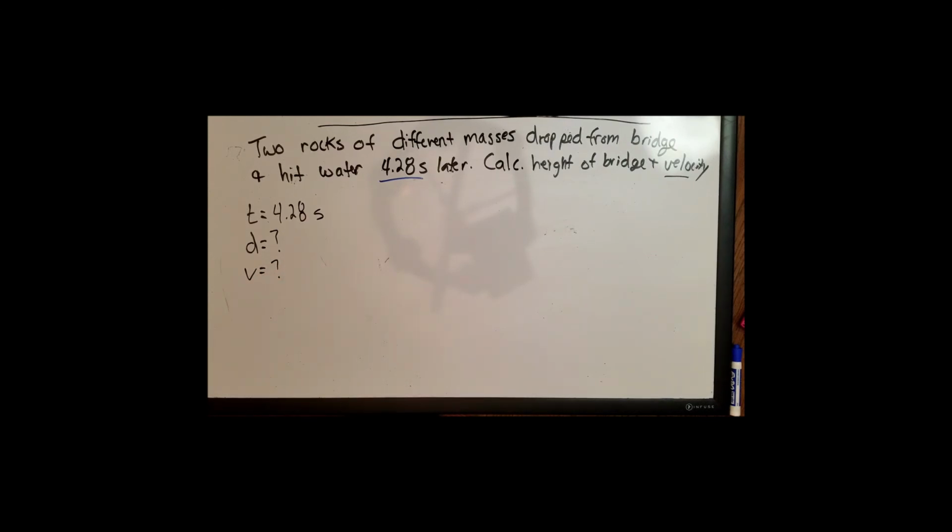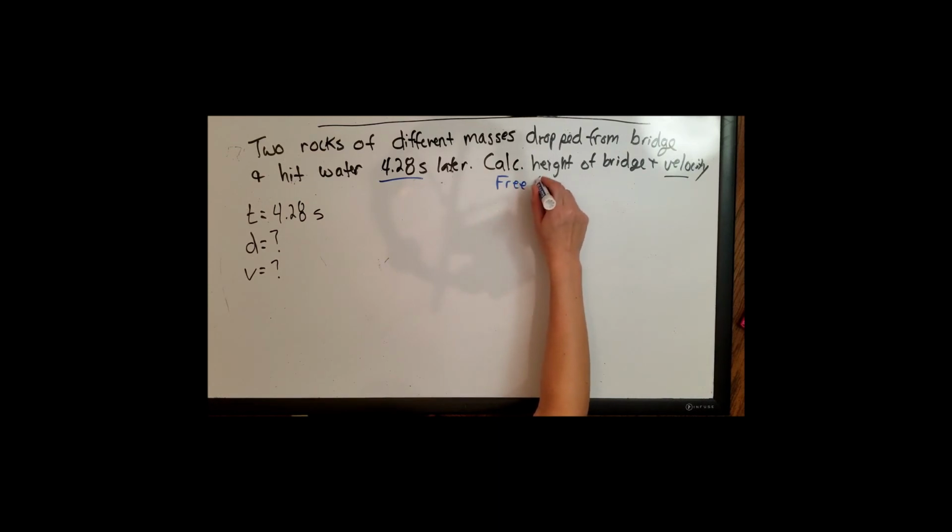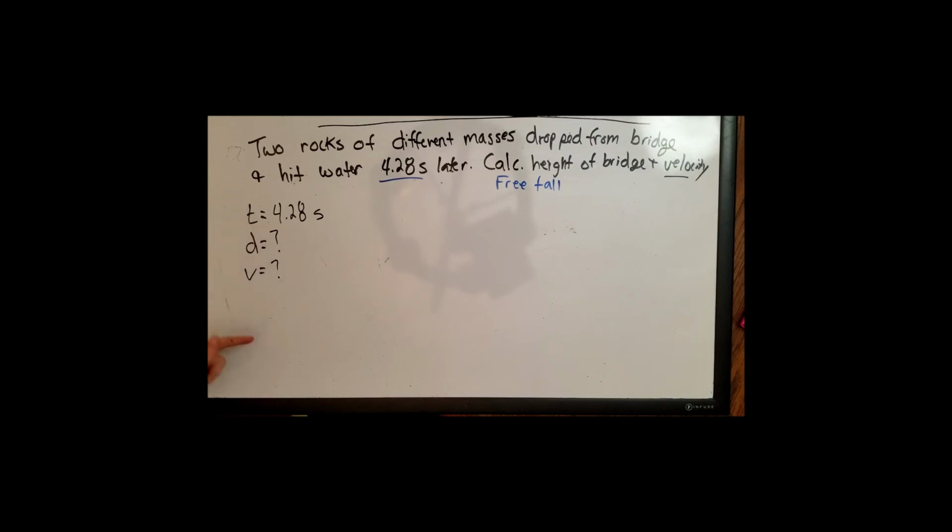Now notice, they're dropping these rocks from a bridge, dropping from a certain height. So what type of problem is this? Anything dropping or falling is going to be a free fall problem. So we also have another piece of information that we can add to our knowns, and that is the acceleration, which is gravity in free fall problems, that 9.8 meters per second squared.